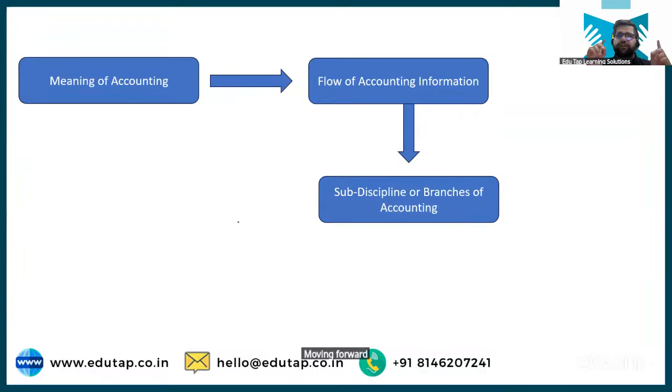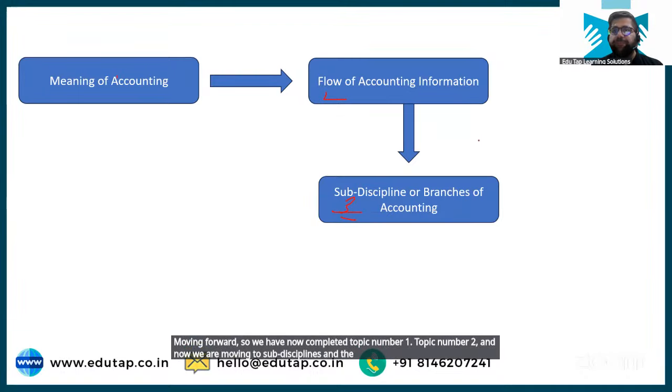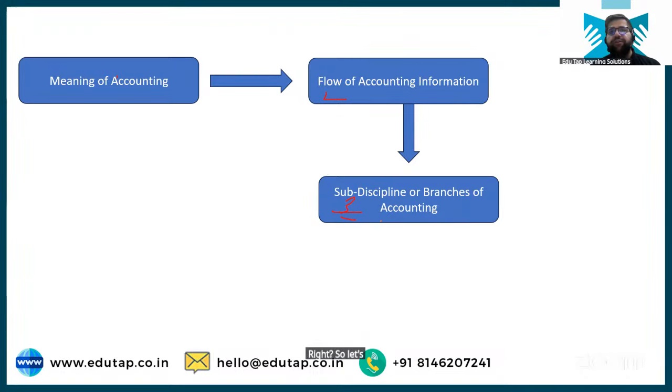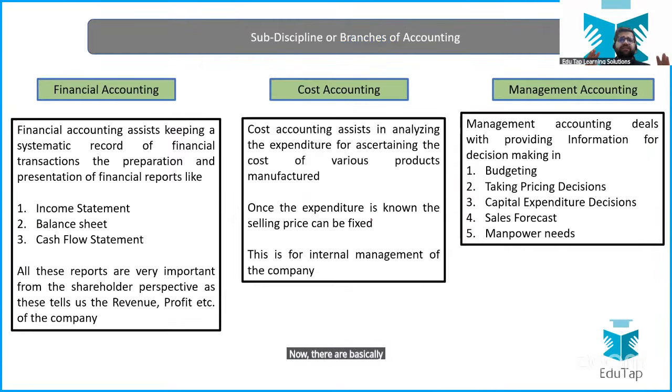Moving forward, we have now completed topic number 1 and topic number 2, and now we are moving to the sub-disciplines and the branches of accounting, right? So let's move forward to understand the sub-disciplines. There are basically three sub-disciplines which we have to understand: financial accounting, cost accounting, and management accounting.